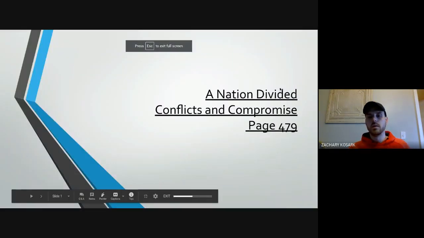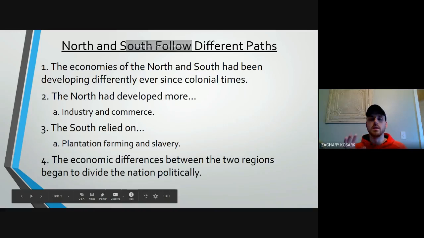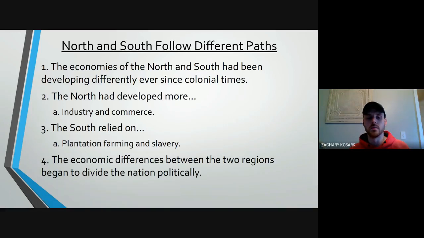Essentially, the North and the South are having different viewpoints about how they develop the way that they live. The economies in the North and the South have been developed differently since all the way back in colonial times. The North had more industry, more commerce, factories, railroads, and canals. They had a lot of ways to move things from different locations.